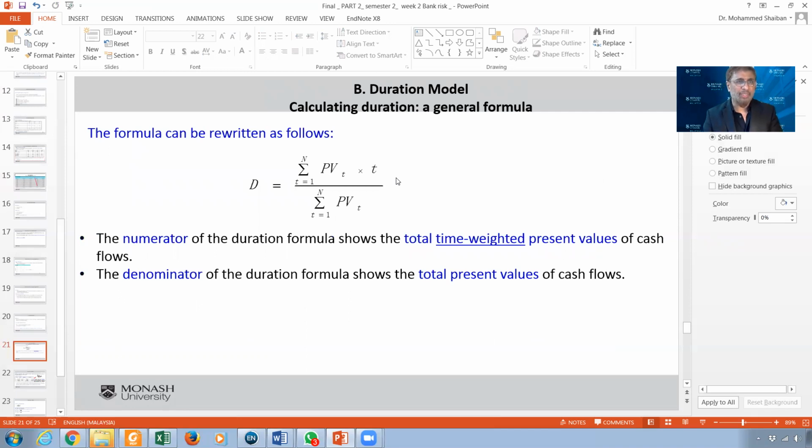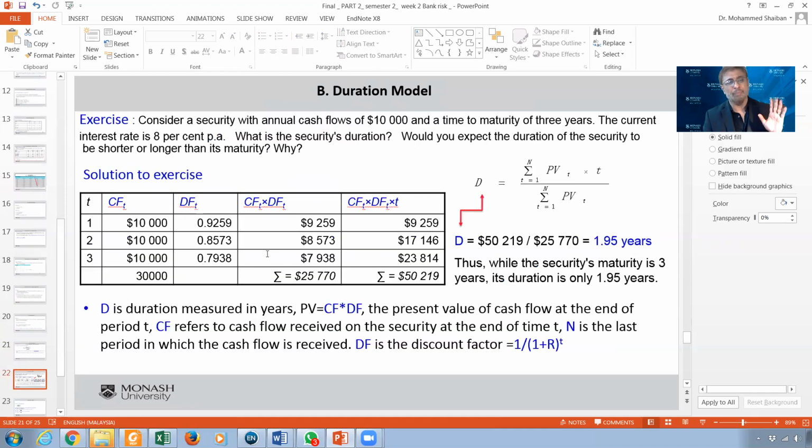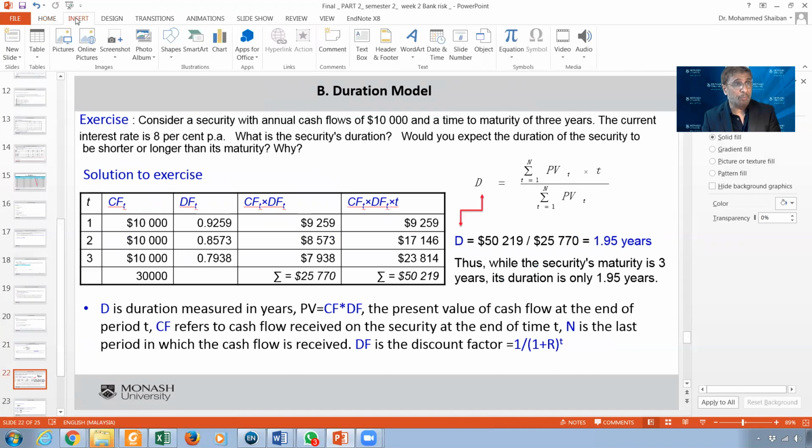Don't worry about this formula. The numerator is the total time-weighted present values, and the denominator is the total present values. Let me show you this example. If I have a loan of 3,000, this is the loan, my friends. This is very important to understand the duration model. So this is a loan of 3,000, and it's for 3 years. According to the repricing model, I will put this loan as an asset under the 3 years horizon. Under the duration model, they say no.